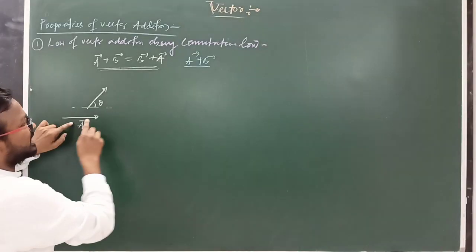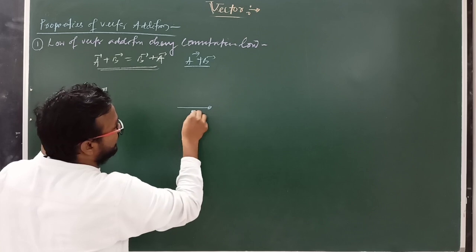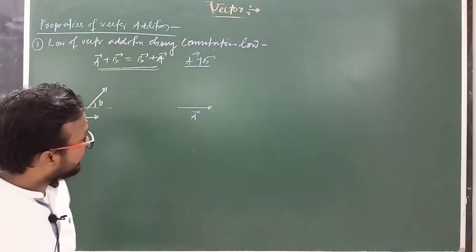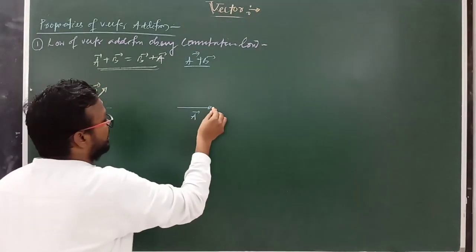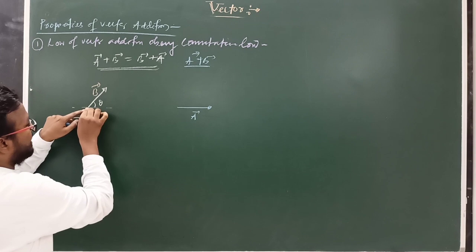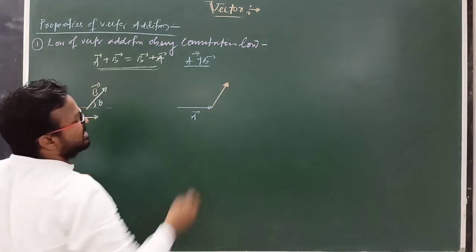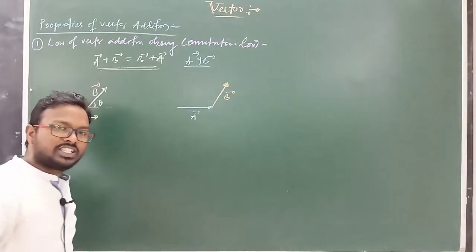So first shift the vector A plus B. First shift vector A, this is vector A, with its tail and head point indicated. Next, we have to shift vector B by the parallel shifting method. Place the tail of vector B on the head of vector A without changing its magnitude and direction. This is vector B.